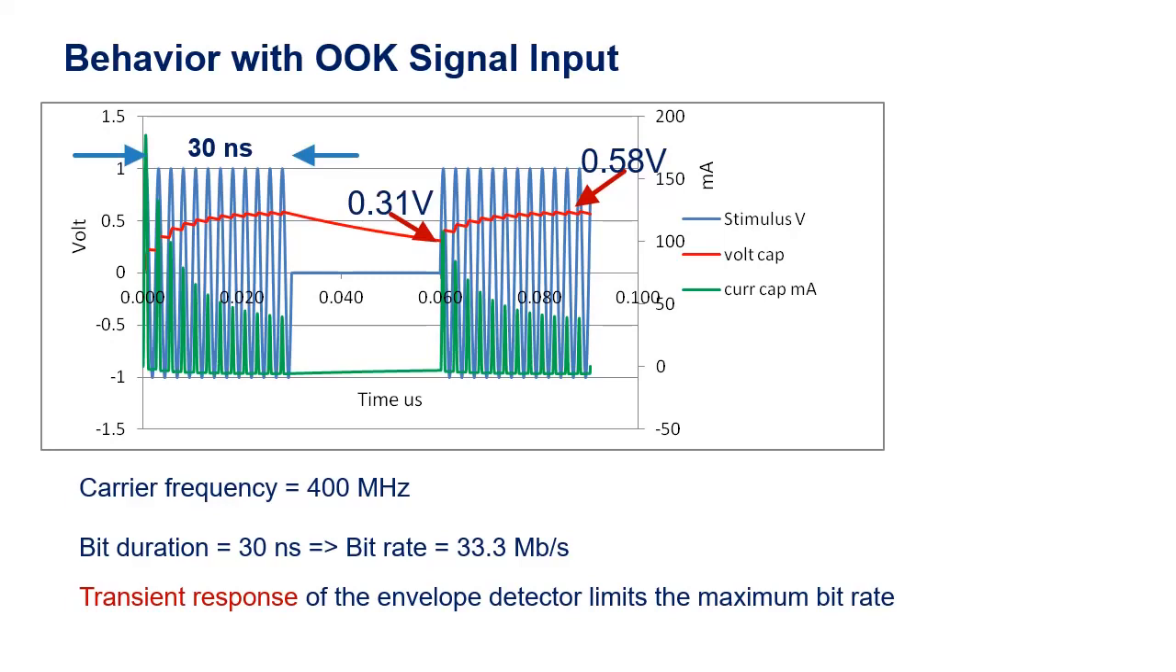Minimum voltage across capacitor when carrier is off, is 0.31 volts. The difference between these two levels is 0.27 volts. We would like to have this difference as large as possible. You are encouraged to find the optimum combination of C and R2 that maximizes the above number.